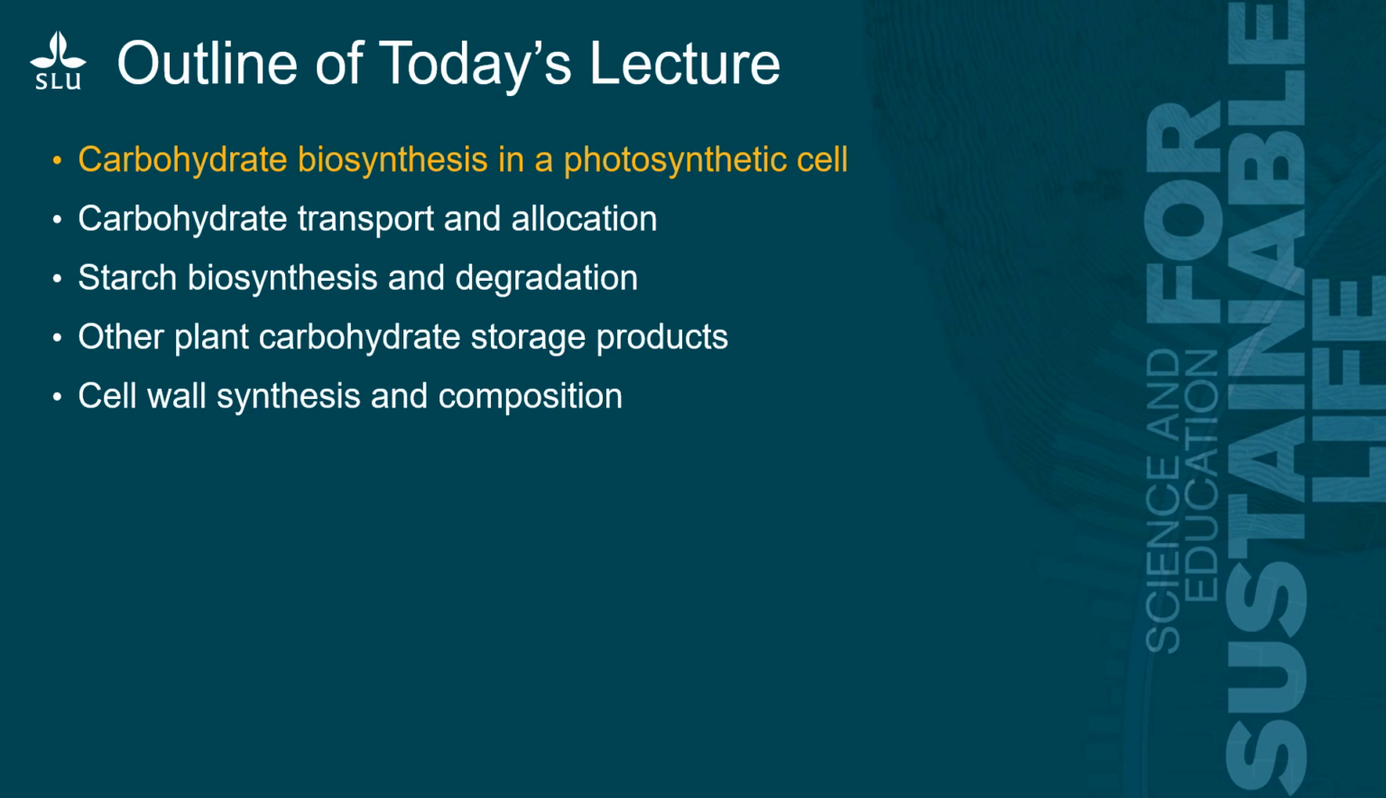So this presentation is divided in 5 parts. First we will go through what carbohydrates are, how they are synthesized in a photosynthetic cell, how they are transported and how they are allocated in reserve starch storage, how the starch is synthesized and degraded, what are the other plant carbohydrate storage products which are useful for humans, and what are the cell wall components in carbohydrates, how carbohydrates are used in synthesis of cell wall, and what is its composition. So let's get started.